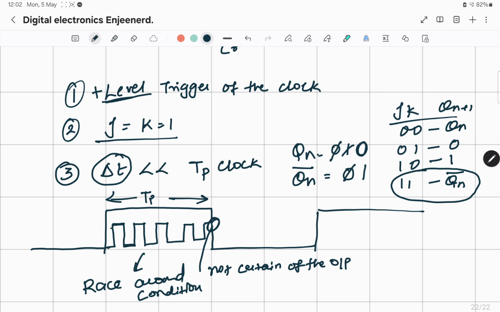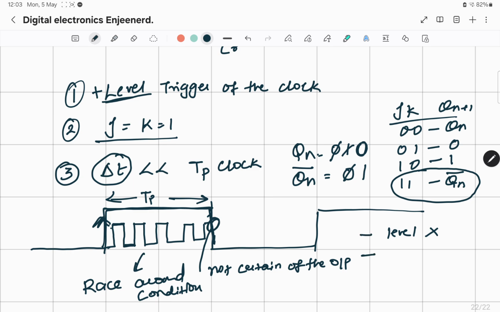So to remove this race around condition, what should we do? First, we should not use level triggering because it has an entire duration for which the output keeps on toggling. We should either use positive edge triggering or negative edge triggering, which is this. So at that instant the output will come from the flip-flop. That is the first thing.